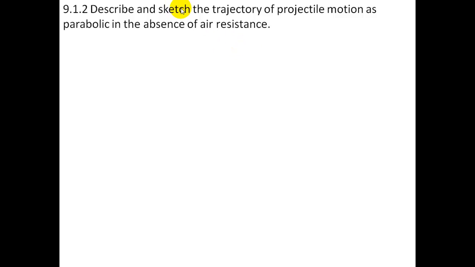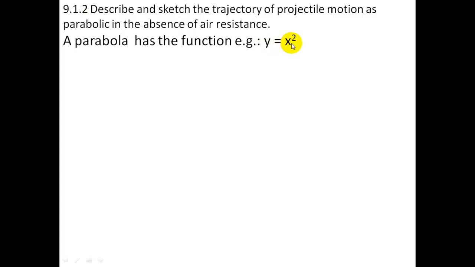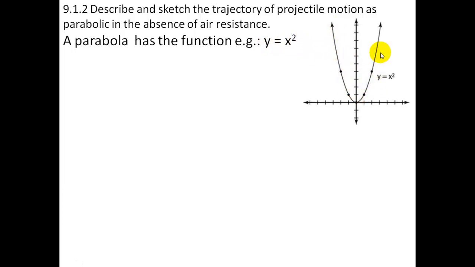Describe and sketch the trajectory of projectile motion as parabolic in the absence of air resistance. A parabola is a function that in its simplest form has this form: y is equal to x squared. And this is a parabola. You've seen these in maths. You could try it on your calculator, and this is a pattern that you will get. A projectile motion will have the same shape, but it's basically inverted, like this.